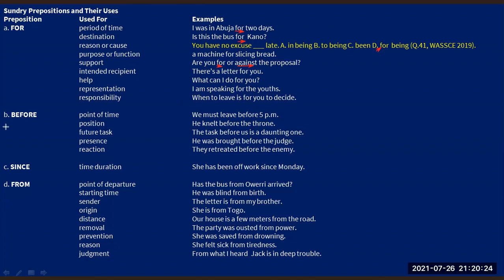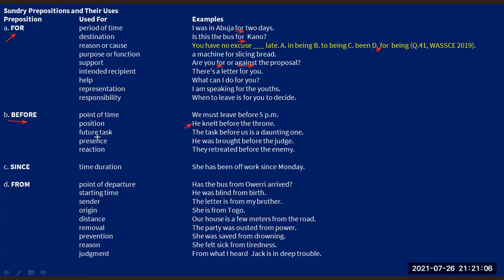All right, let's now take a look at another preposition, which is before. All right, we have looked at the uses of the preposition for. Then let's look at before. Now, before is used to indicate a point in time. We must leave before 5 p.m. Before 5 p.m. It can also be used to indicate position. For example, he knelt before the throne. He knelt before the throne, all right?